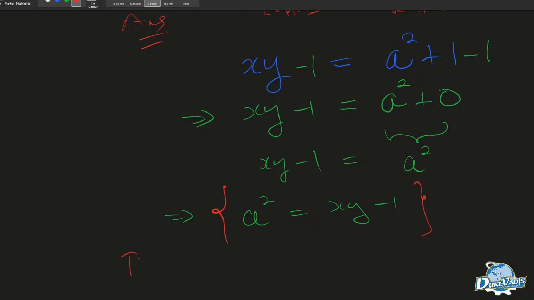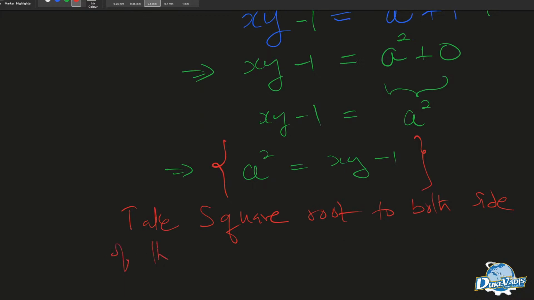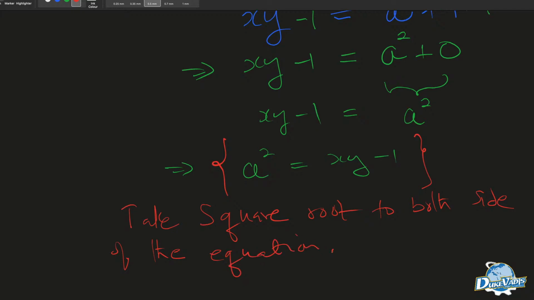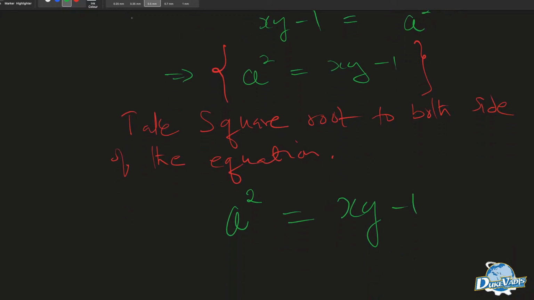So take the square root to both sides of the equation. Have you seen it? We are still applying the simple adage that says what you do to the left hand side, you do the same to the right. So over here, our equation, that's where we are able to work up to. So we have A squared is equal to xy minus 1. So what are we going to do? We're taking the square root to both sides.